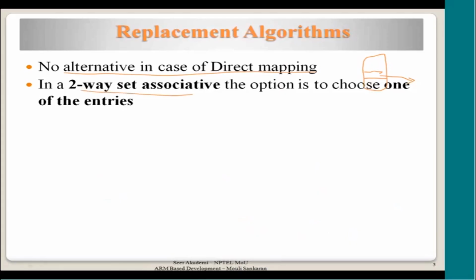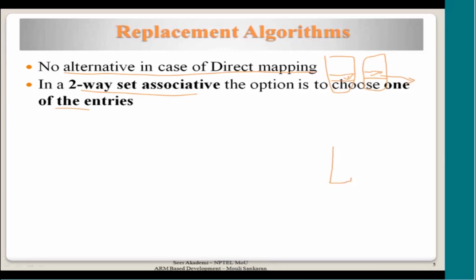In two-way associative, the option is to choose one of the entries. I told you, suppose we have 2-way set associative, means two entries like this. Suppose this block is coming, equivalently the same block in one of these can be chosen. Okay, we have an option here. So what is the advantage of having an option? Okay, let me explain.